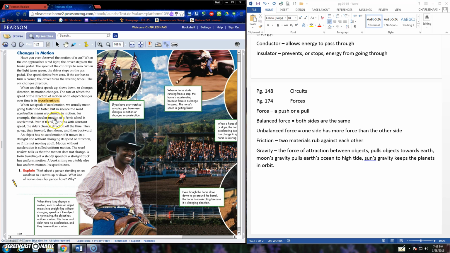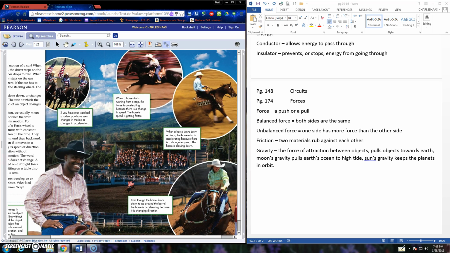For example, the circular motion of a Ferris wheel is accelerated. Even if the wheel turns with constant speed, the riders change direction all the time. They go up, then forward, then down, and then backward. So there's some information about acceleration.